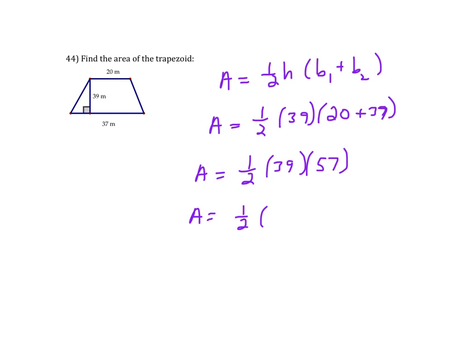So 39 times 57 is equal to 2,223. And just take half of that, or divide it by 2 on your calculator. We get 1,111.5, and it's going to be in meters squared.